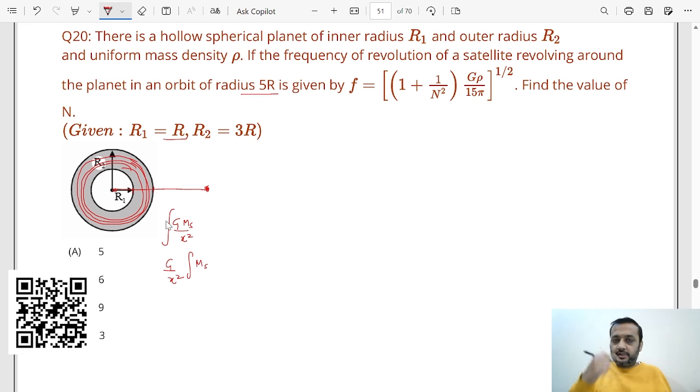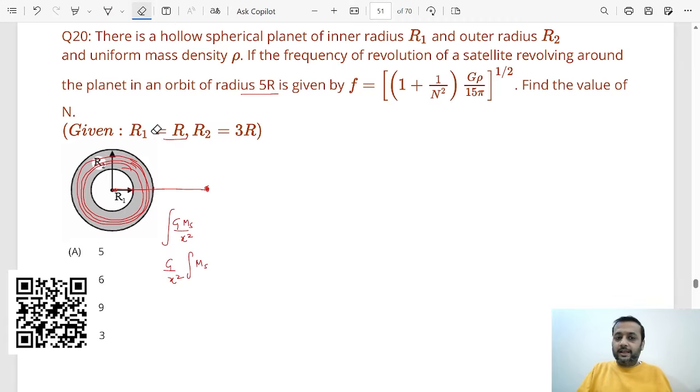Okay, if you understood this logic, then you can write the field of the planet at this point as G into mass of the planet upon x square. That is what I'm going to do now. If you could not understand, then please listen to this entire explanation again. So let me write the field at this point.